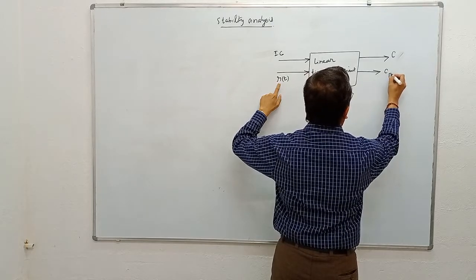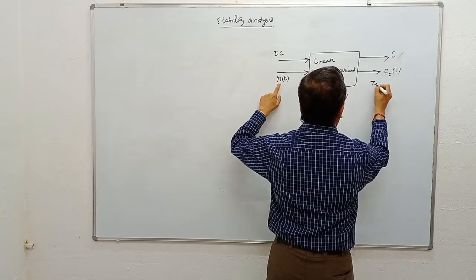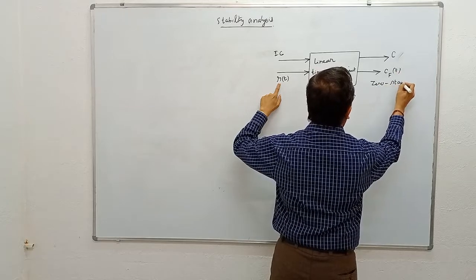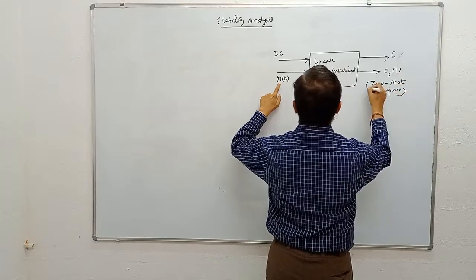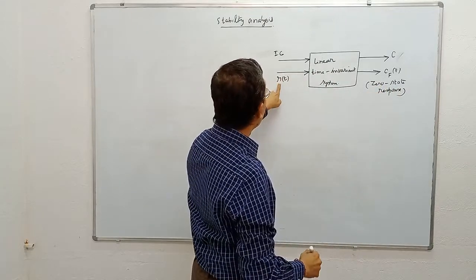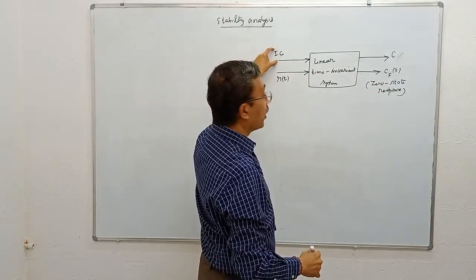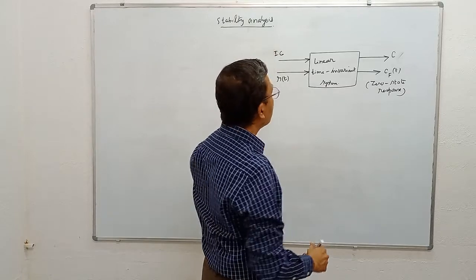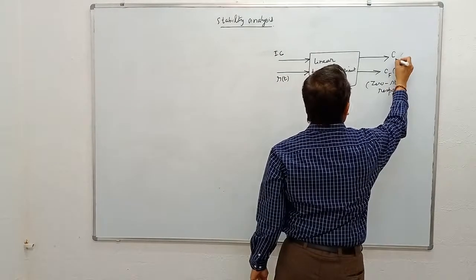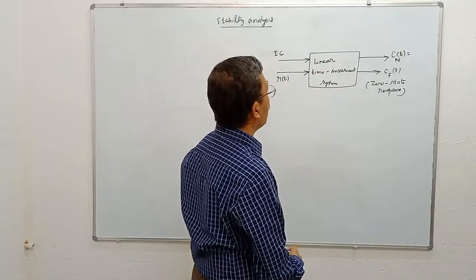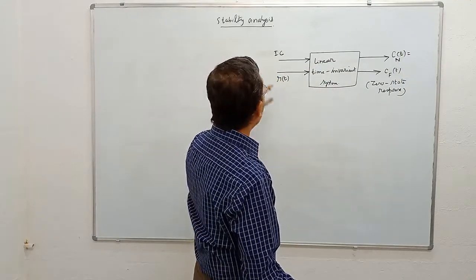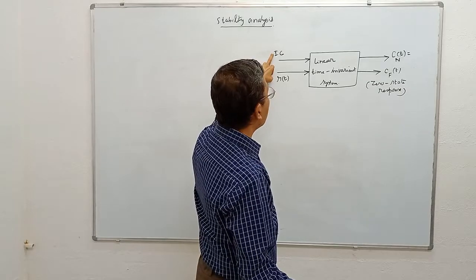I will write it as Cf of t. Cf of t is zero state response. This is the response produced by the input of the system when initial condition is made equal to 0. Cn of t is called zero input response or natural response. It is the response produced by initial conditions.